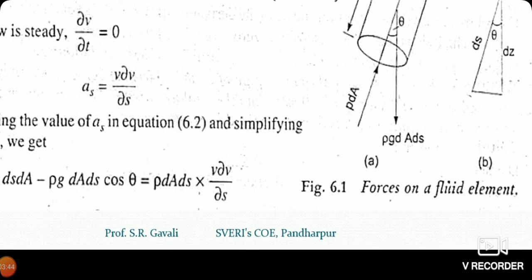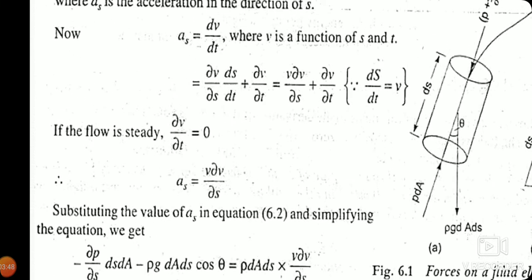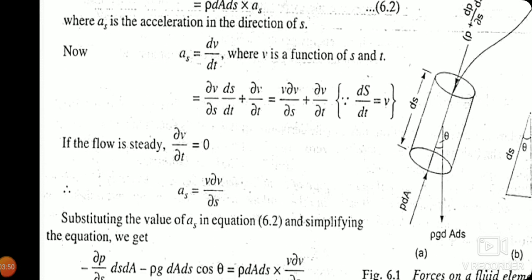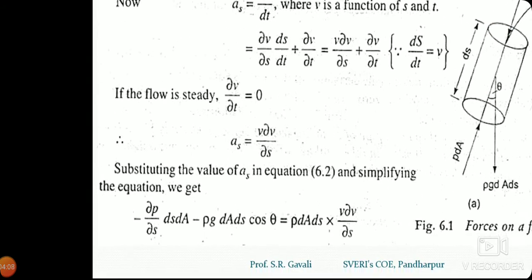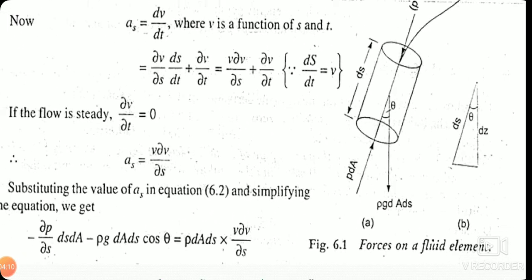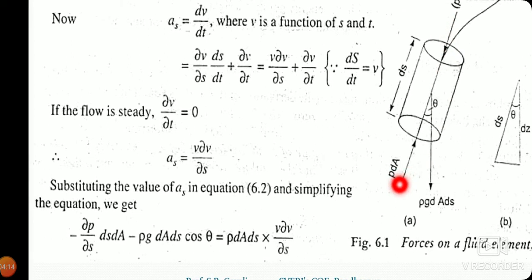Now let us consider one particular fluid element. This is a cylindrical fluid element of length dx and area of cross section dA. This fluid element is placed in the streamline direction. Now let us consider the forces acting on the fluid flow element.